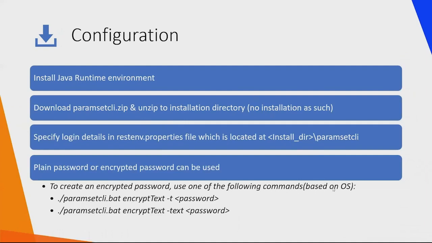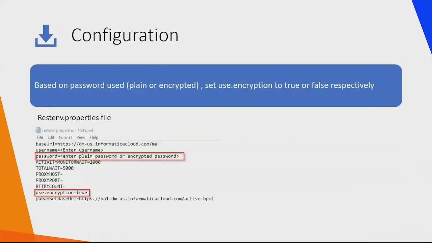Obviously this is for the Windows OS, but similarly we have a .sh script if you want to use it on Linux or Unix. And based on the password, whether you use a plain or an encrypted password, there is another property called use.encryption, which has to be set true if you want to pass an encrypted password. But if you're passing a plain password, we set it as false. But we highly recommend you pass an encrypted password over here. And the rest of the properties can remain as they are unless there is any specific reason to change them.